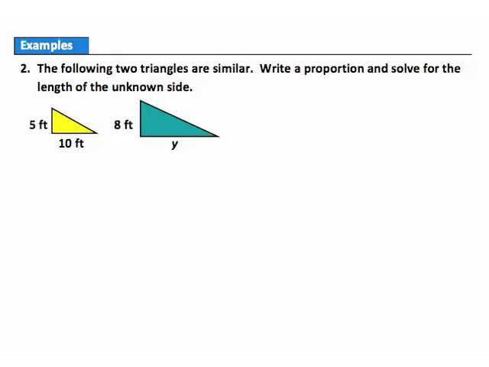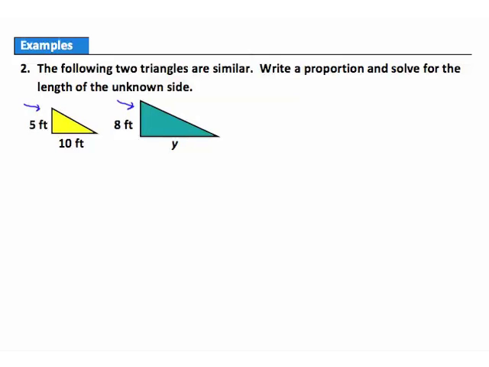Now let's take a look at an example that will help you understand how to solve for a missing side length in two similar figures. Example 2. The following two triangles are similar. Write a proportion and solve for the length of the unknown side. So we have our similar triangles. In fact, they're even situated the same way. They even have the same orientation here. They're both facing the same way.